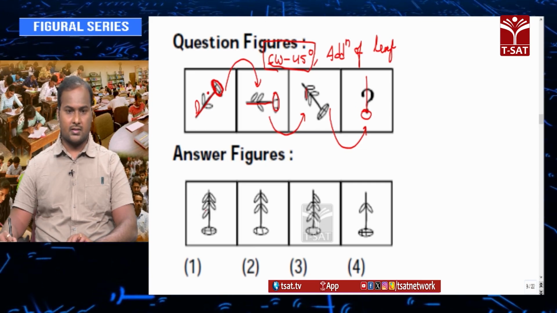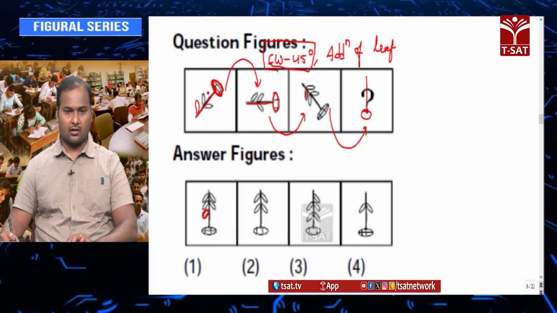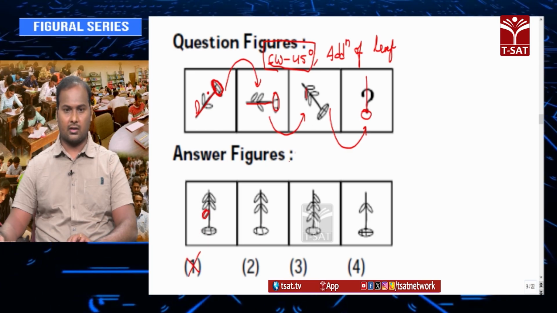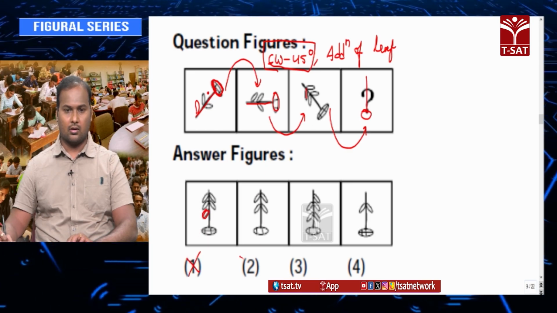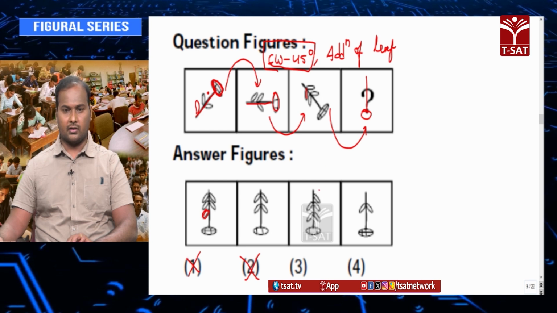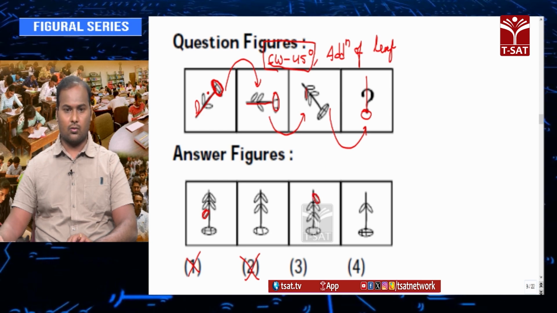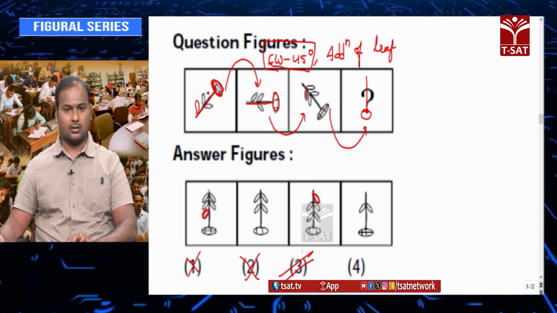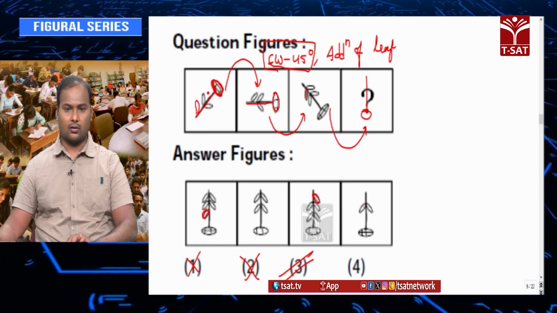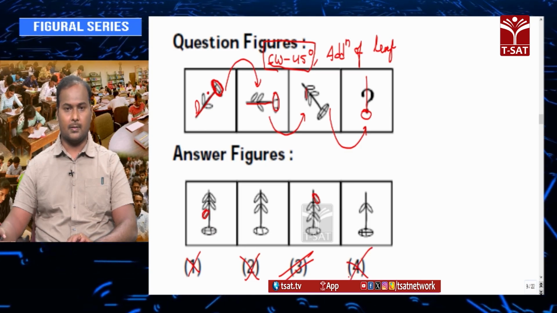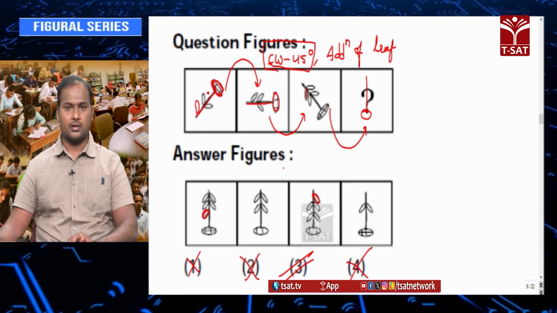See here, this leaf is inside. Okay, so this cannot be your answer. Here only 4 leaves are there. See here also 4, here also 4. Not possible. Now you can see here there is an addition of one leaf that is outside. So the answer is option 3. In case of option 4, there are only 2 leaves, which is impossible. So your answer is option 3.